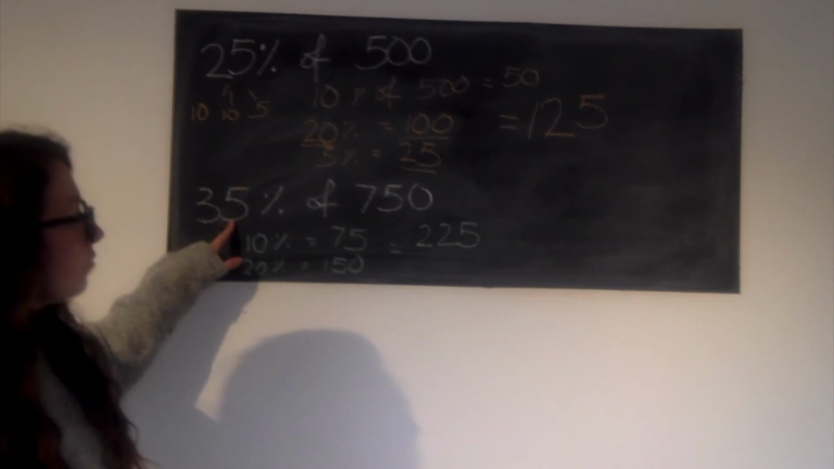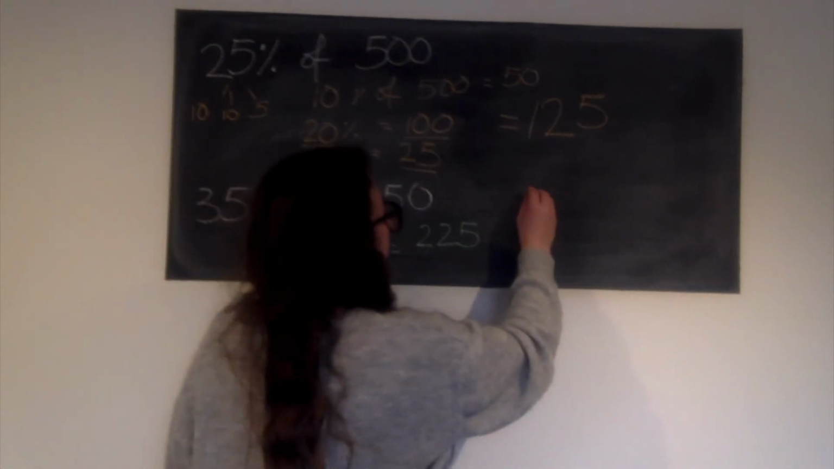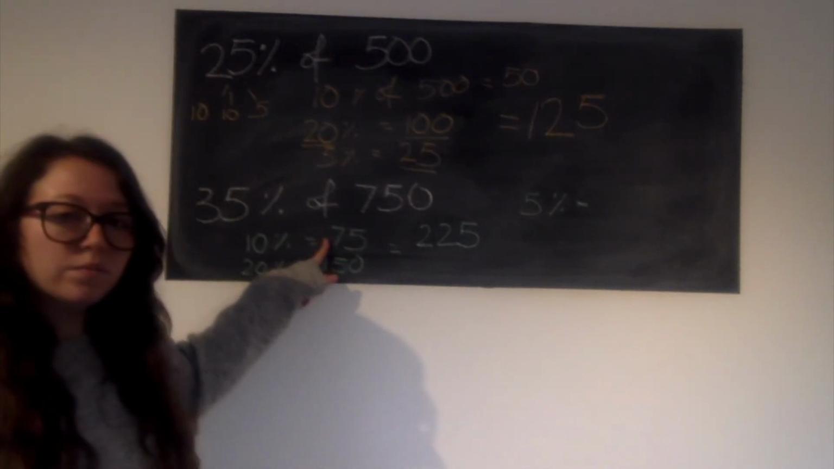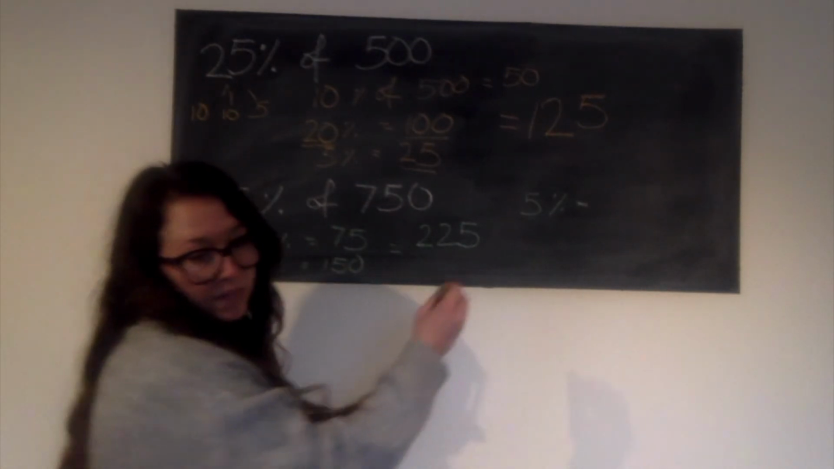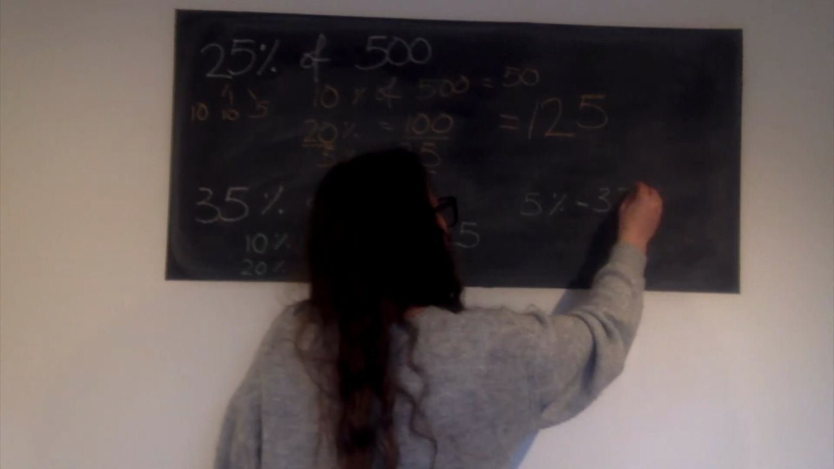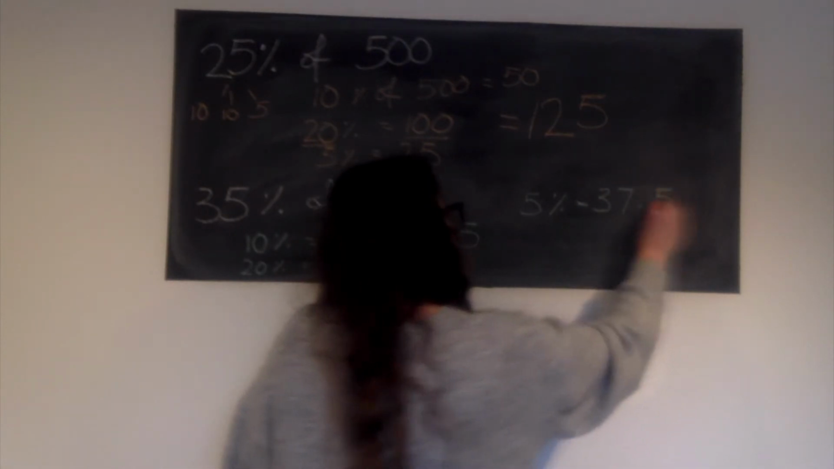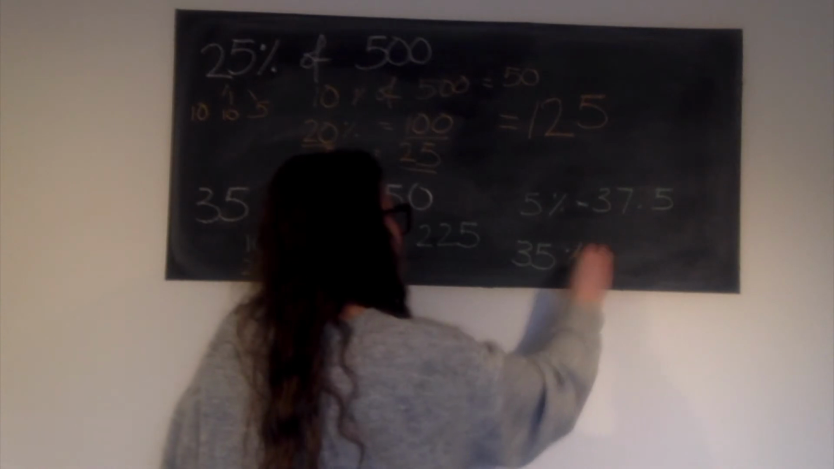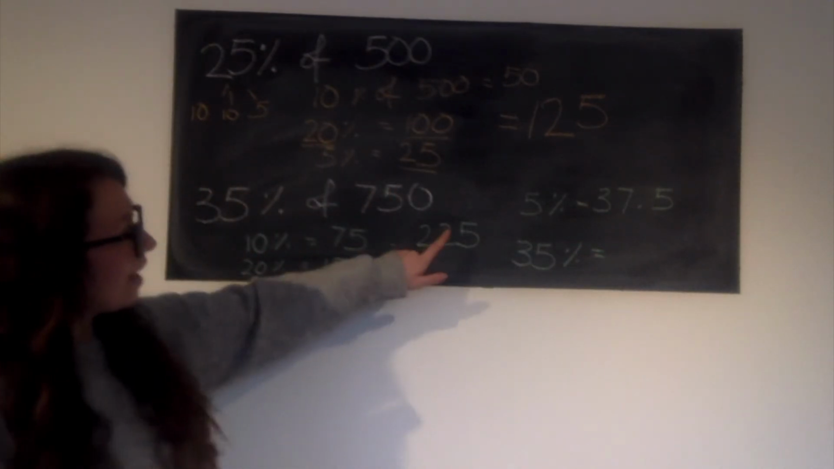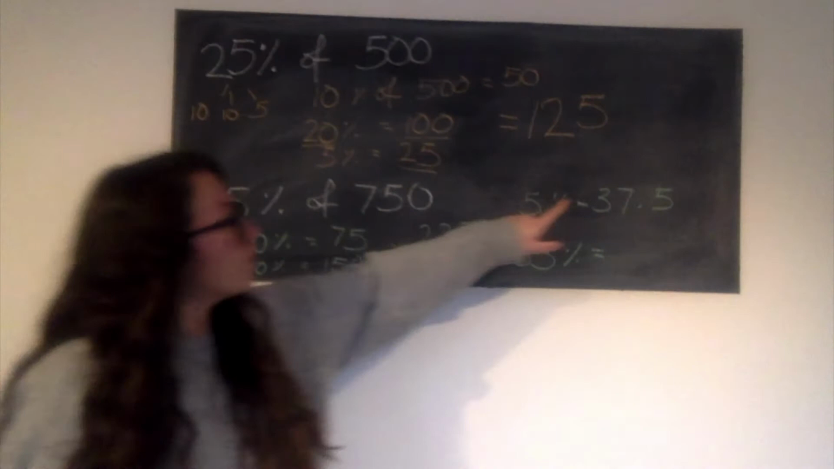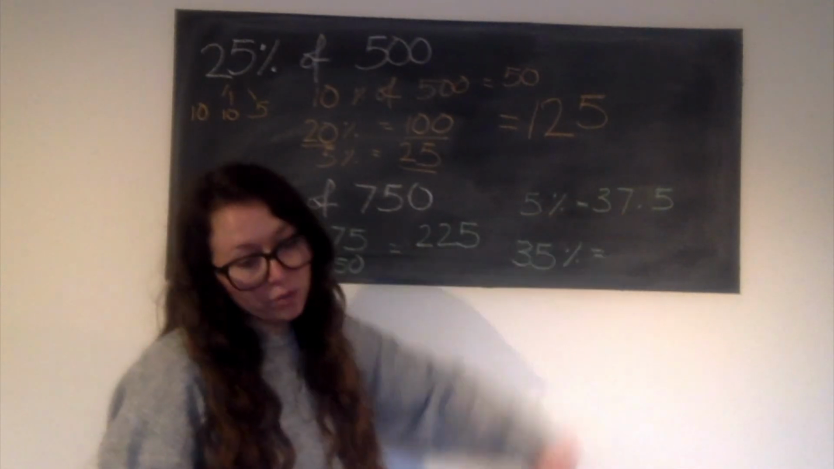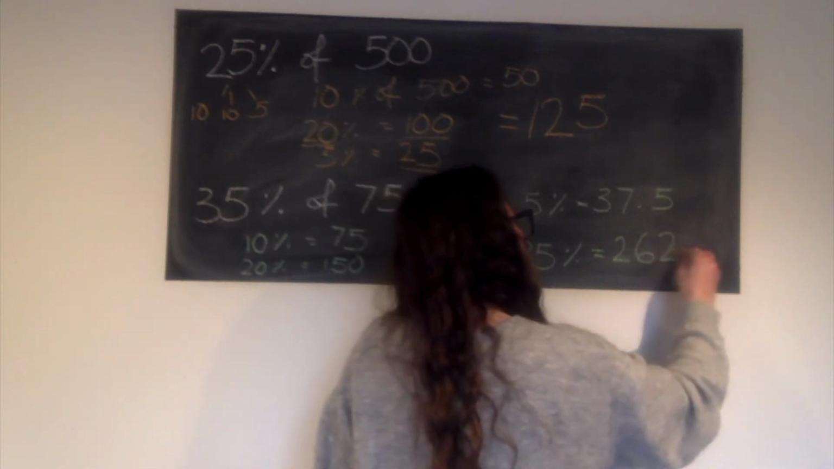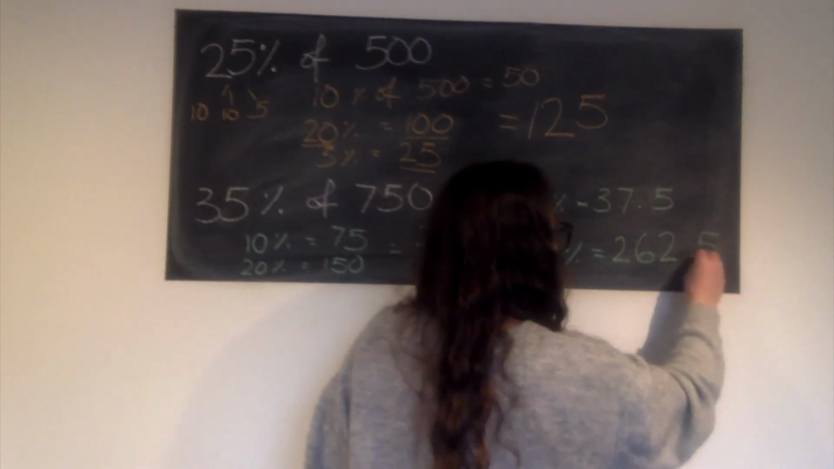I need another 5%. So to find 5%, I can half my 10%, so half of 75. That gives us 37.5. And then again, be careful to think about what it is you need to add together. So we need to add together our 30% amount and our 5% amount. So the total that we should get is 262.5.